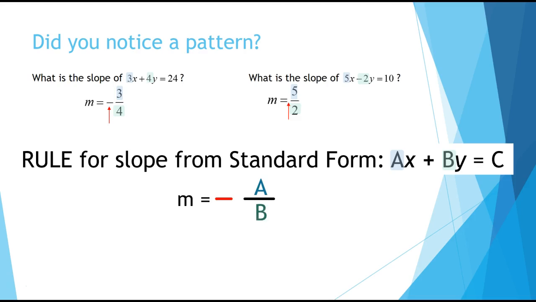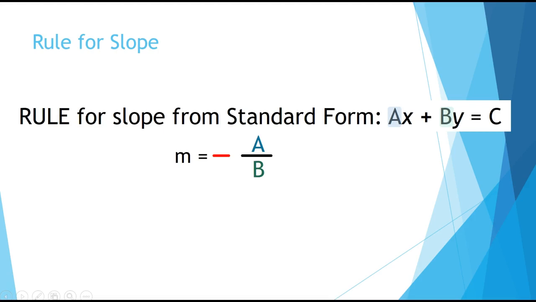So as we look up top, our a coefficient was 3, our b was 4. We took the opposite of 3 over 4. For the second equation, it was 5 over -2. So we had the opposite of a negative is positive, 5 over 2. Let's take a look at 2 more examples.